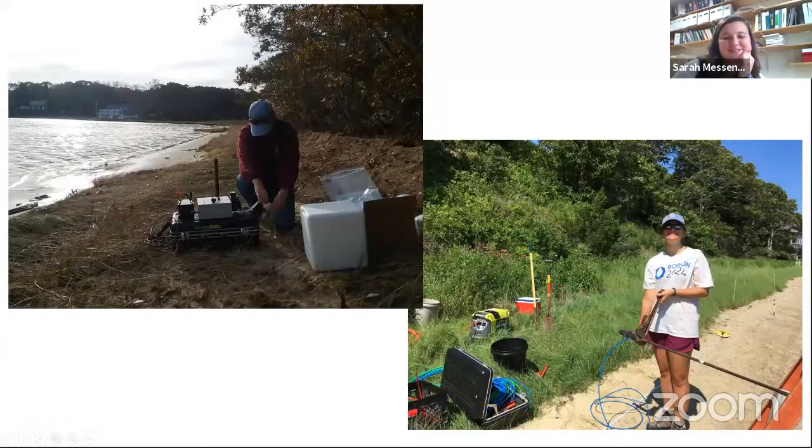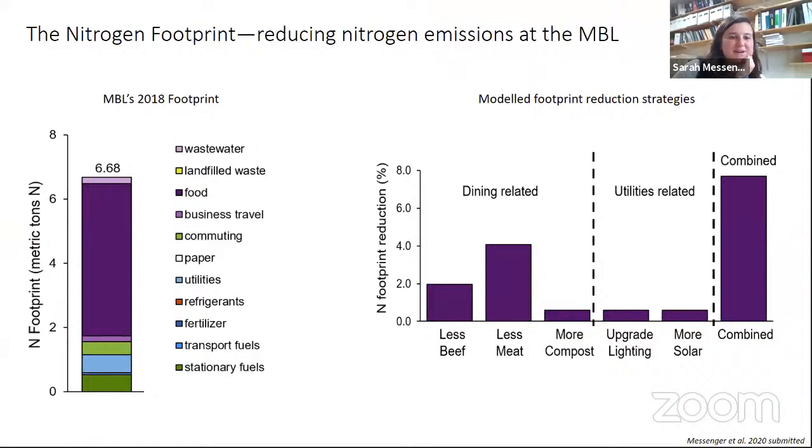Oh, so here I am in the field. That's Waquoit Bay. This is what I was talking about with the nitrogen footprint project. So this is on the left. This is the amount of reactive nitrogen released to the environment as the result of MBL's activities. And then once we had that, we looked at different ways that we could reduce our emissions. We focused mostly on dining related scenarios because, as Jim mentioned, that's a primary way that humans are releasing excess nitrogen to the environment. And we also looked at some fossil fuel utilities related scenarios and found that the MBL could reduce its nitrogen footprint by 8% if it combined all of these modeled strategies at the same time.